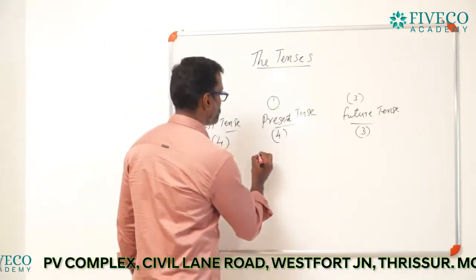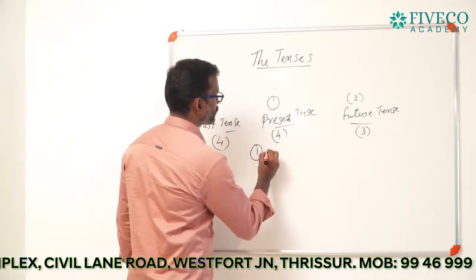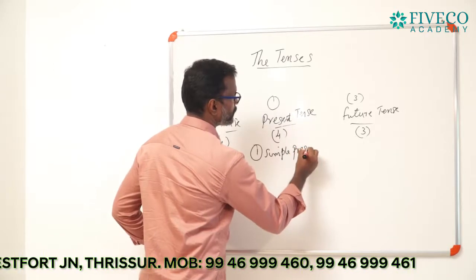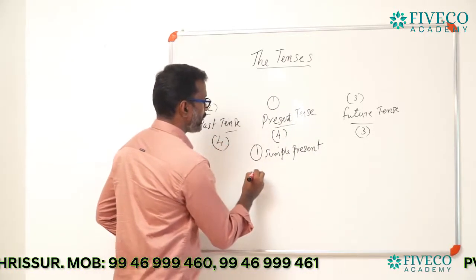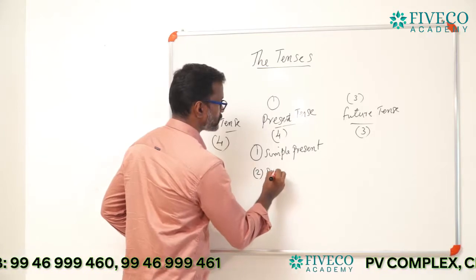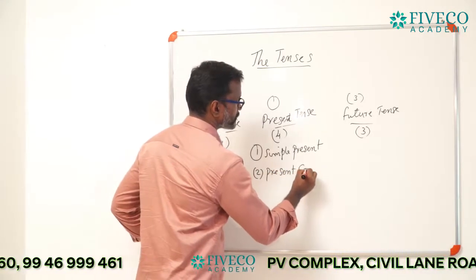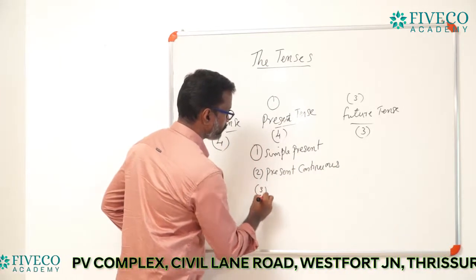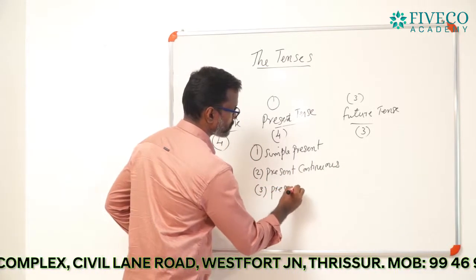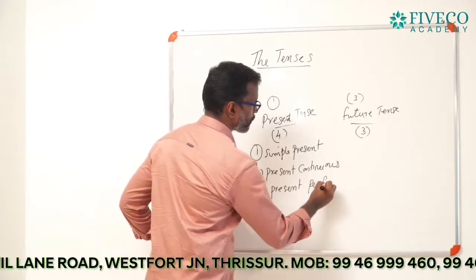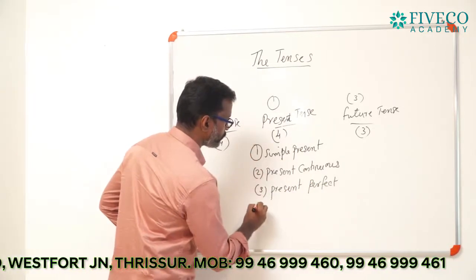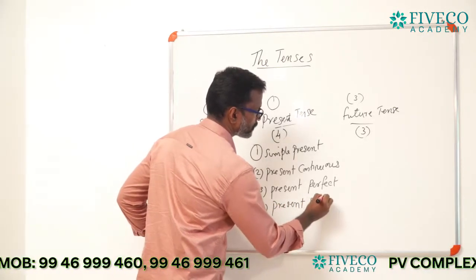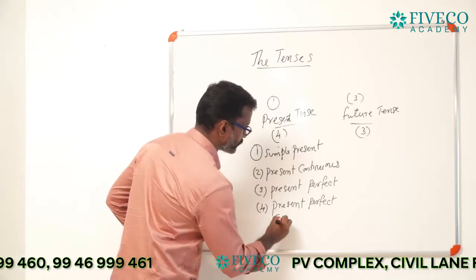So for present tense, the first division is simple present tense, second one present continuous, third one present perfect, and the last one is present perfect continuous.